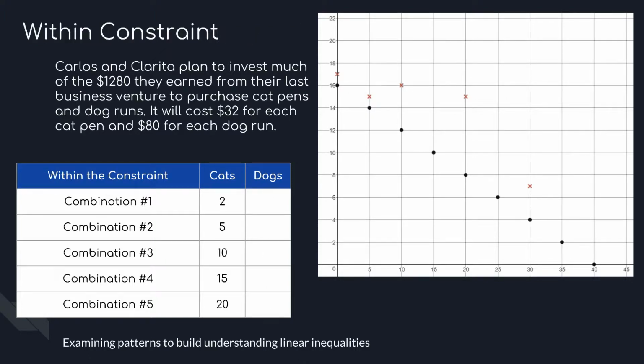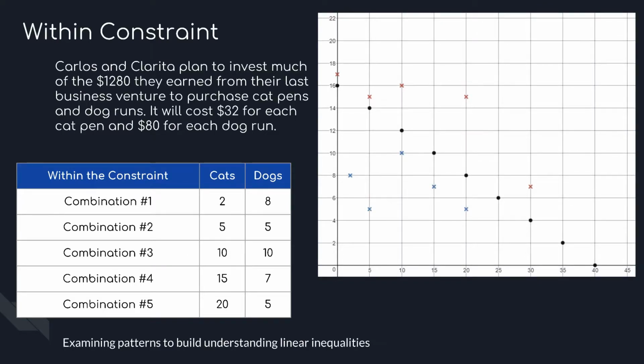Let's look at being within the constraint. Obviously, we want to lower the number of dog runs this time. We want the number of dog runs to be less than our values that met the constraint exactly. So I've selected a bunch of ordered pairs that represent values lower than meeting the constraint exactly. I've now graphed them, and I can notice that when we're within the constraint, we're below the line.